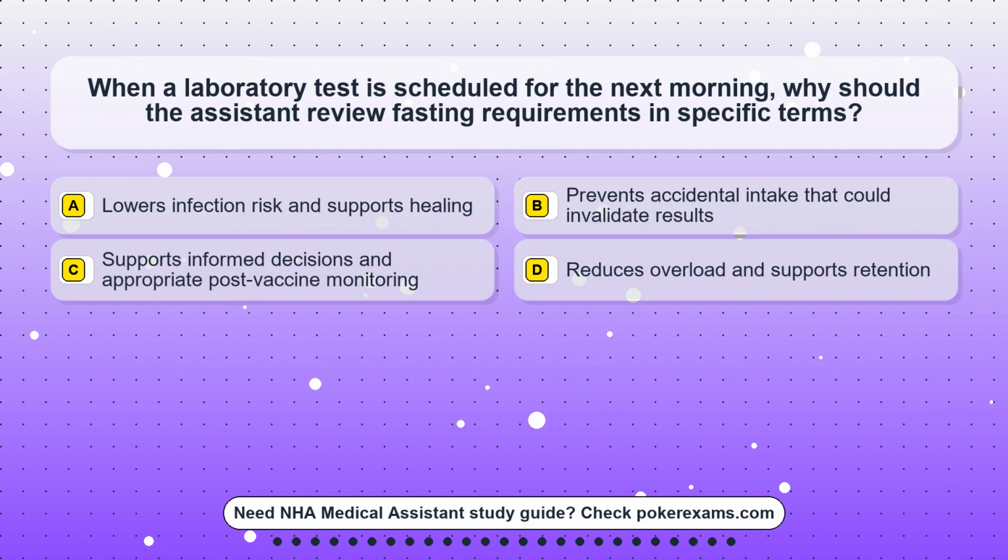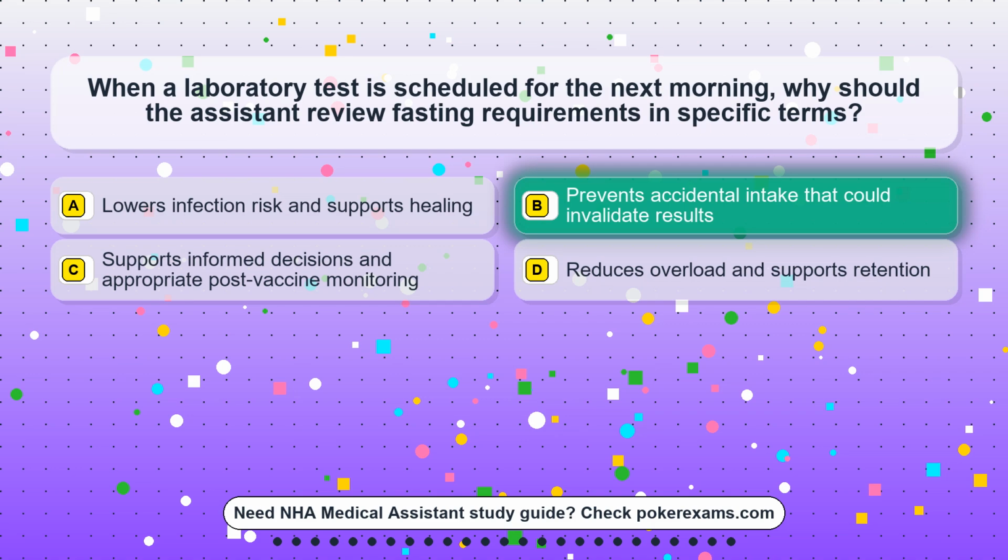Question 11. When a laboratory test is scheduled for the next morning, why should the assistant review fasting requirements in specific terms? Option A. Lowers infection risk and supports healing. Option B. Prevents accidental intake that could invalidate results. Option C. Supports informed decisions and appropriate post-vaccine monitoring. Option D. Reduces overload and supports retention.